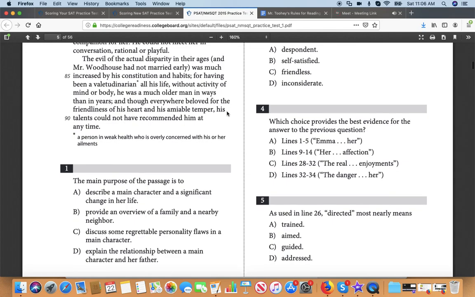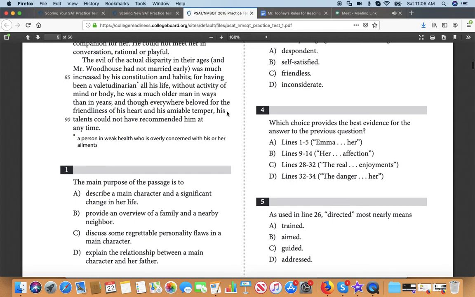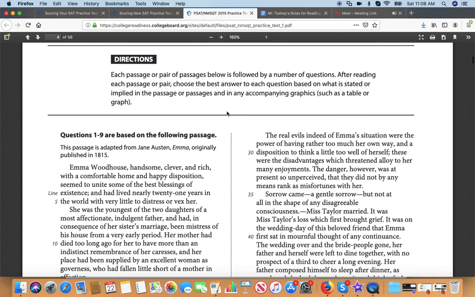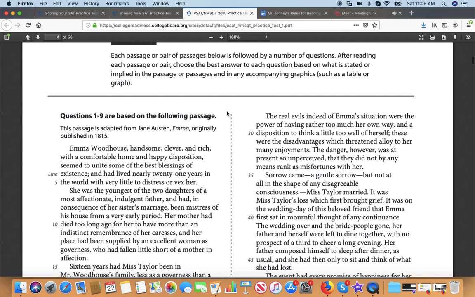You're close. Look at the answer choices for 4. It is C. Lines 28 through... those are the lines you read, right? Right. 28 through 32. I couldn't remember if it was from line 31 to 32. Yeah, they're super close. But go ahead and read 28 through 32 again. The real evils indeed of Emma's situation were the power of having rather too much her own way and the disposition to think a little too well of herself. These were the disadvantages which threatened alloy to her many enjoyments.